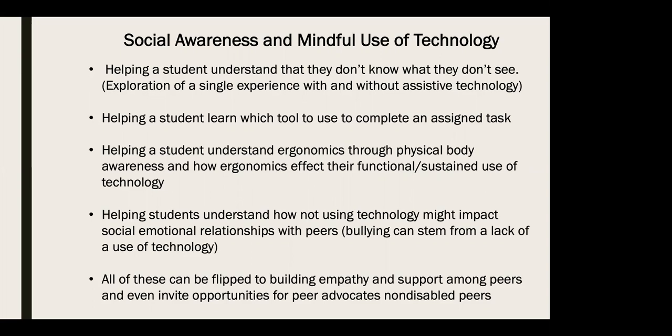All right, helping students understand how not using technology might impact social emotional relationships with peers. For example, bullying can stem from a lack of use of technology. Yep, and I've seen this happen both in my own world and in the worlds of my learners, where they don't use the technology, the magnifier, the screen reader, the whatever. They may not use the forearm crutches, and they'll just hobble along, as they would say. They're like, oh, I make it work. And yes, they make it work.